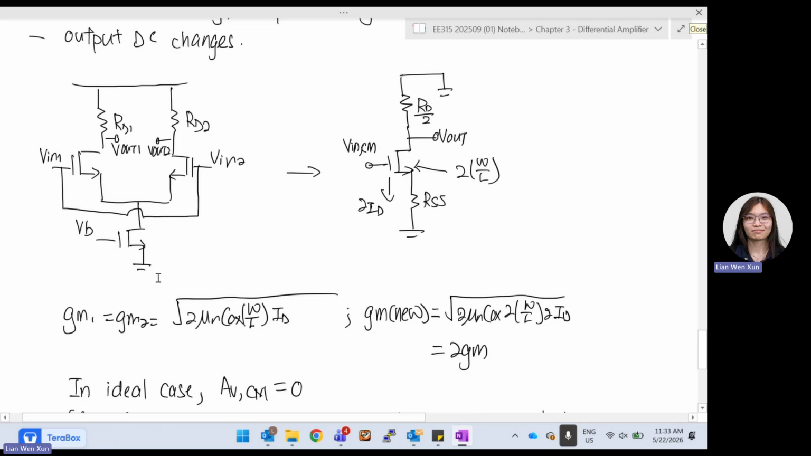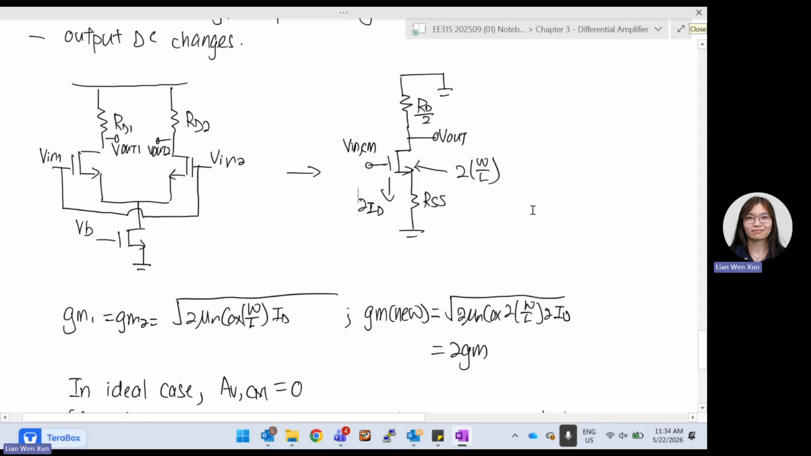This transistor, we can model as a resistor. We call it RSS. And on top, you can see these two are basically in parallel because they will be connected to ground later. So the resistance becomes RD divided by 2. So we combine this into this circuit.